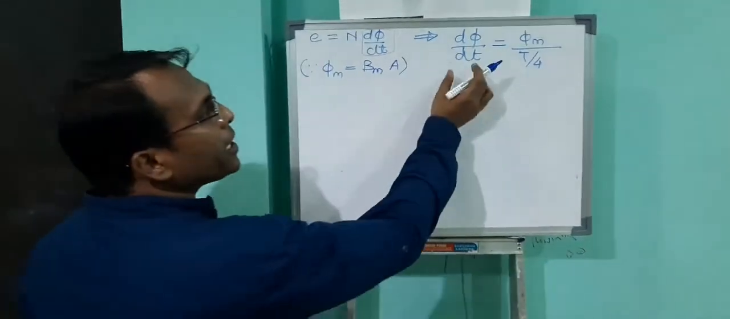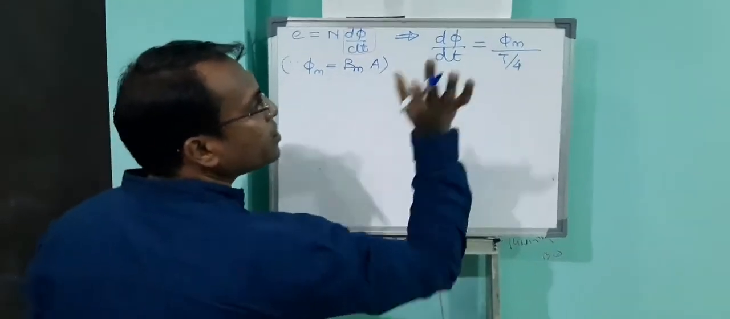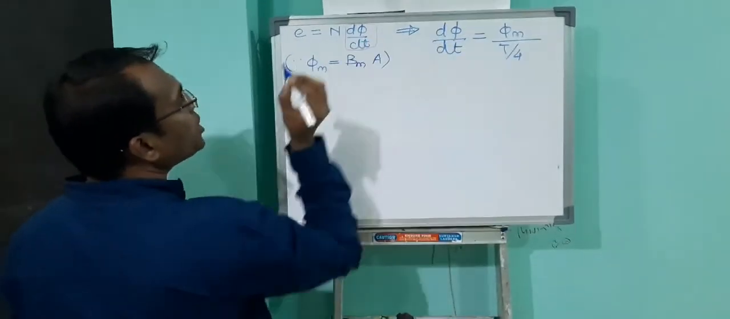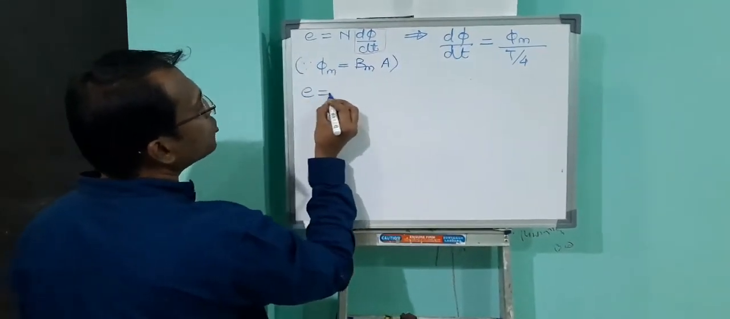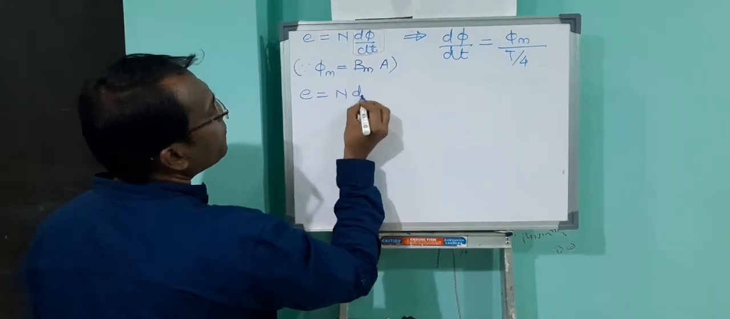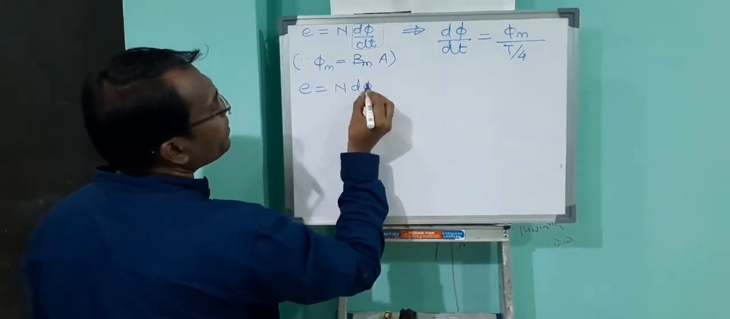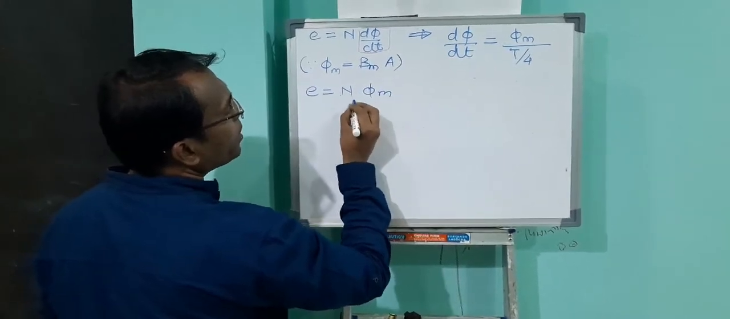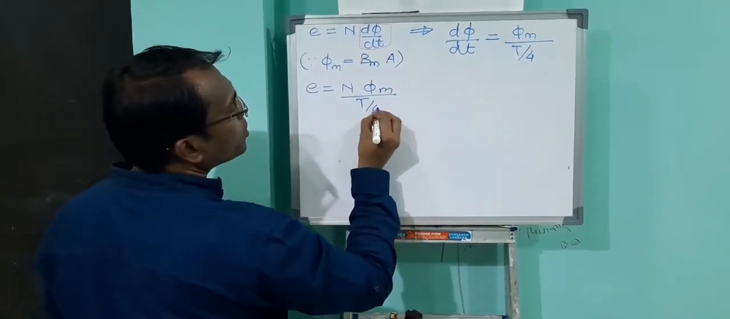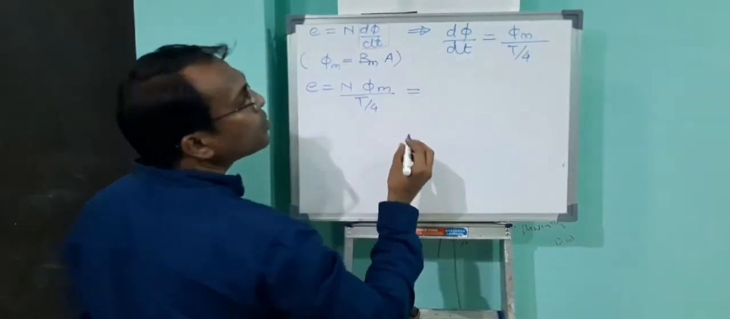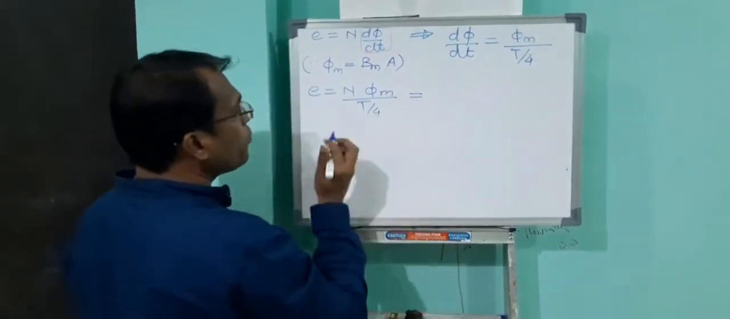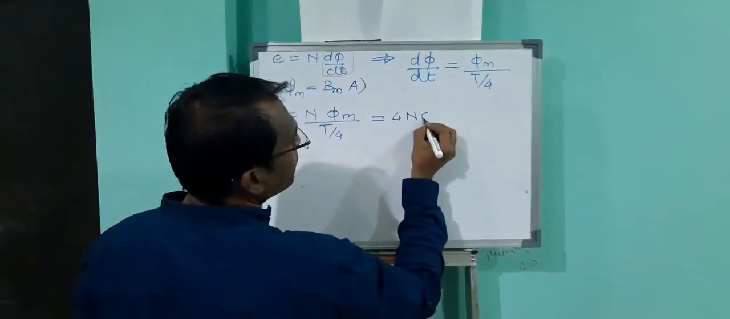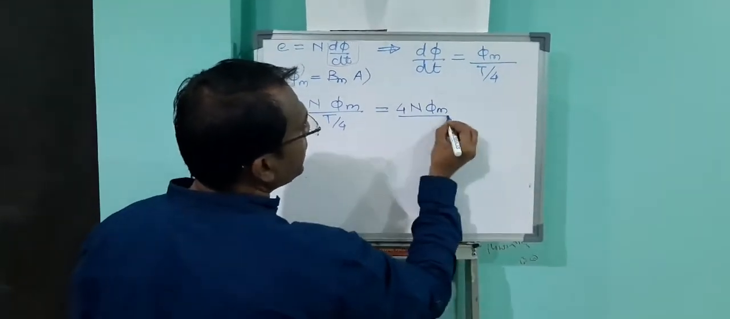ठीक है, अब यहां पर देखिए अपन ने d phi by dt निकाल लिए, ये वाला. फिर अपन ने देखा कि ये वैल्यू जब अपन ने इसमें पुटअप किए तो E इज इक्वल्स टू n d phi by dt में जब वो वैल्यू पुटअप किया तो वो बन गया phi m divided by t by 4. Now this is equals to 4 phi m divided by t.